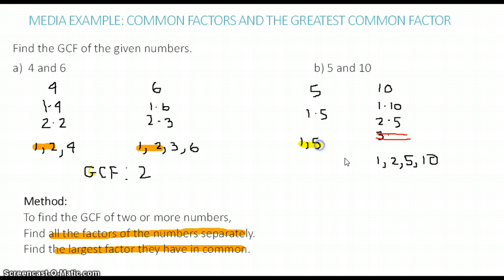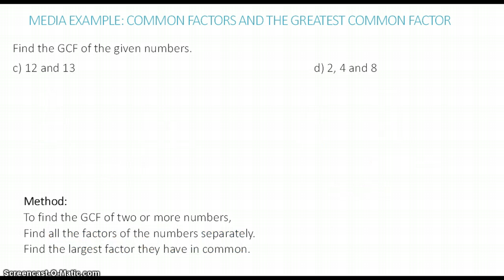So 10's factors are 1, 2, 5, and 10. So their common factors are both 1 and 5, making their greatest common factor the larger of those numbers, which is 5. Let's look at a few more. Here we have 12 and 13.